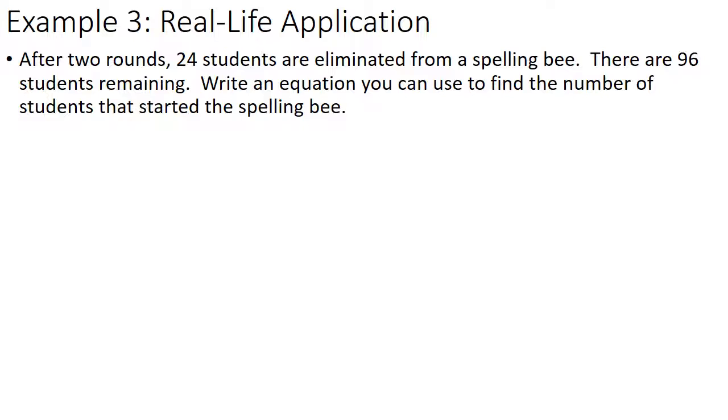So in this case, we are looking at after 2 rounds, 24 students are eliminated from a spelling bee. There are 96 students remaining. We want to write an equation we can use to find the number of students that started the spelling bee. The first thing that we are going to do is define our variable. Since they didn't tell us what variable to use, we're just going to use S.